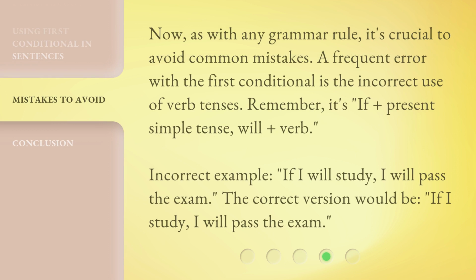Now, as with any grammar rule, it's crucial to avoid common mistakes. A frequent error with the first conditional is the incorrect use of verb tenses. Remember, it's if plus present simple tense, will plus verb. Incorrect example. If I will study, I will pass the exam. The correct version would be, if I study, I will pass the exam.